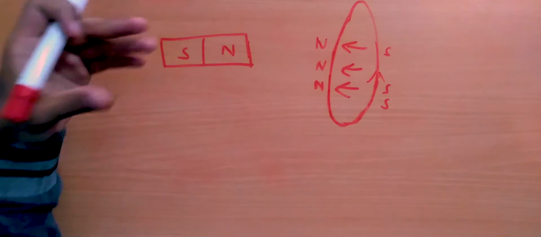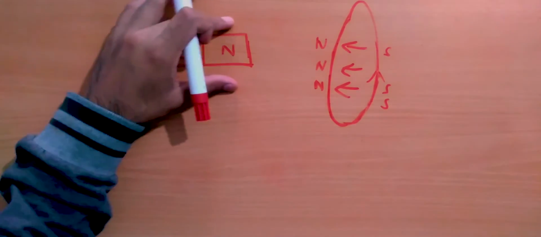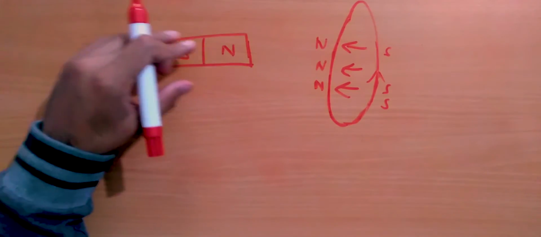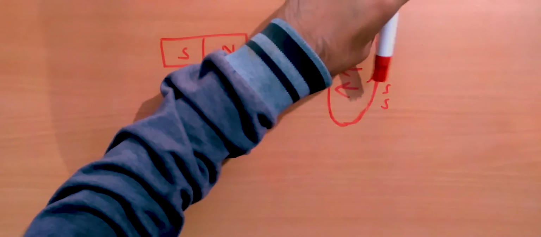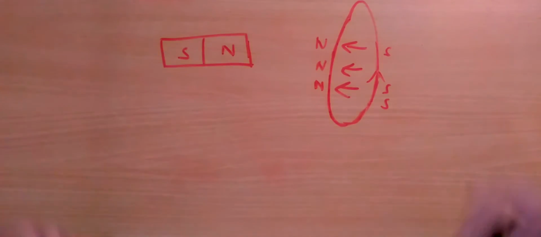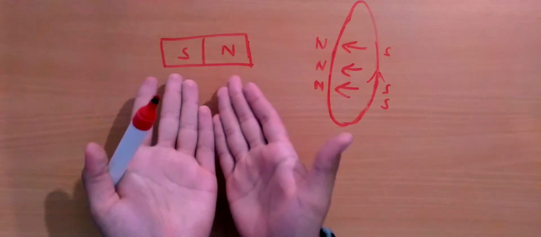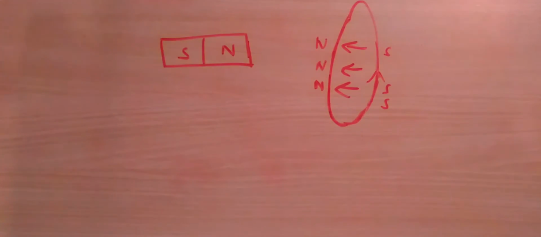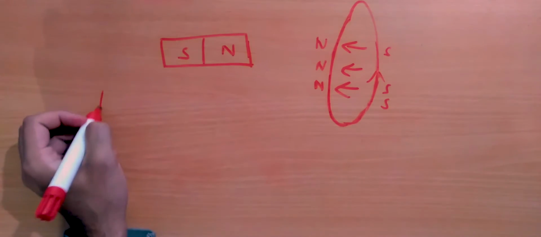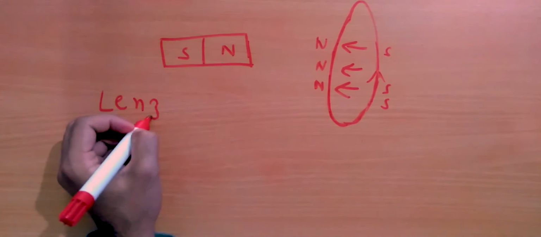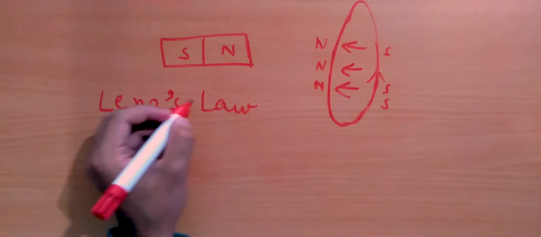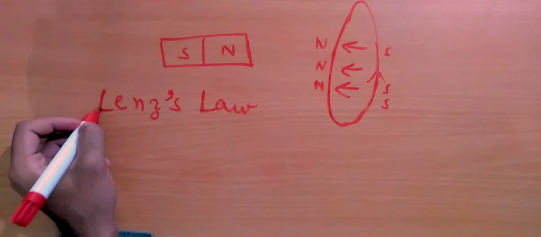Now we can understand that we need to do some work in order for some current to be generated. And that is where the heat energy is coming from. It is coming from the work that I do in moving this magnet against the magnetic field generated by the loop. So this is Lenz's law actually that we've talked about. Lenz's law, and his law is simple yet complicated.